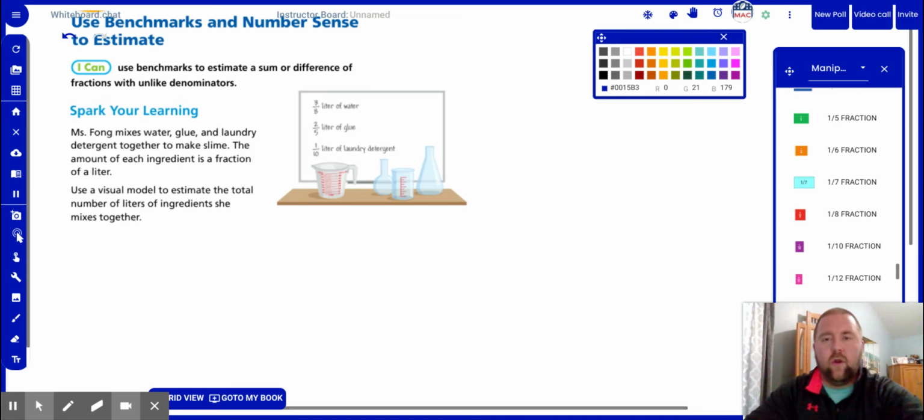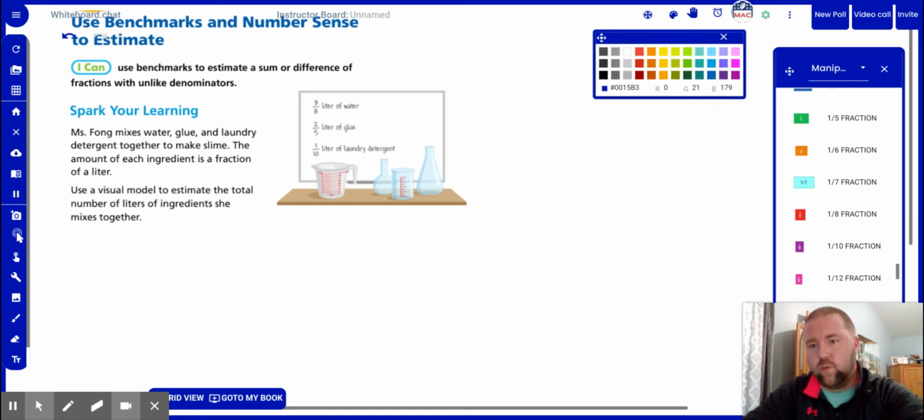Mac. Today we're going to be working on Module 7, Lesson 1, which is using benchmarks and number sense to estimate. So we're going to be estimating fractions today. When we are estimating our fractions, we're going to be estimating to 0, 1/2, and a whole. So let's take a look at our Spark Your Learning example here.